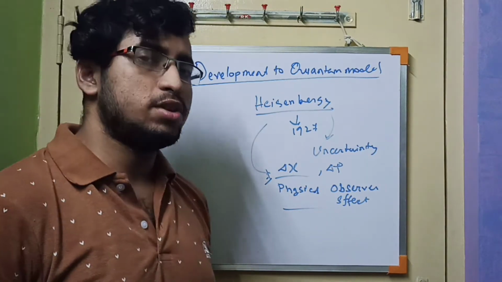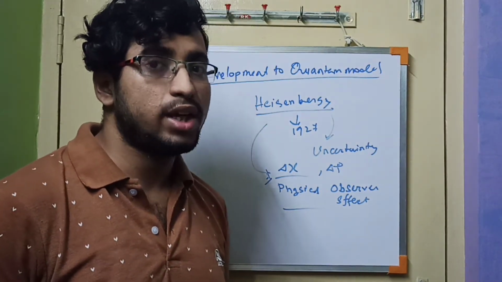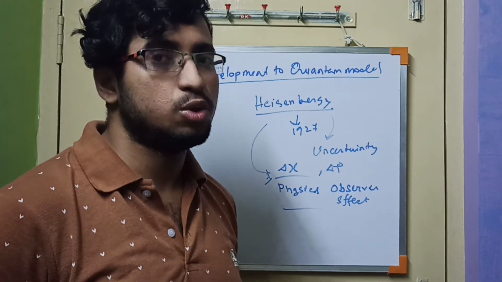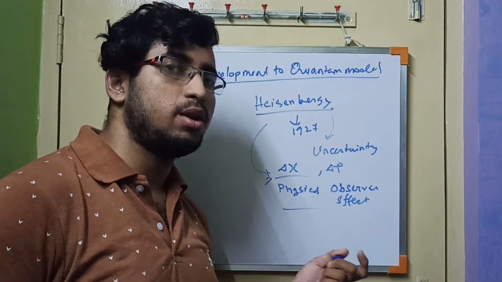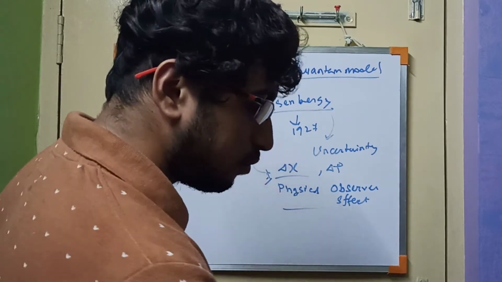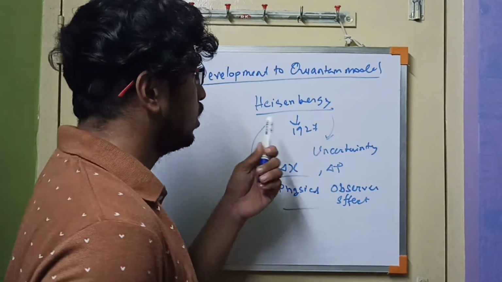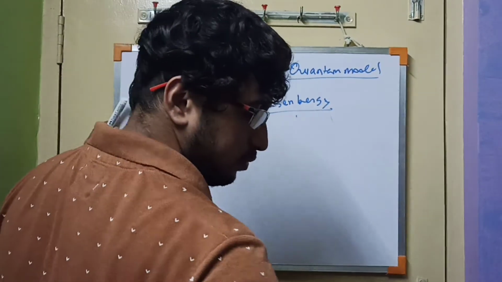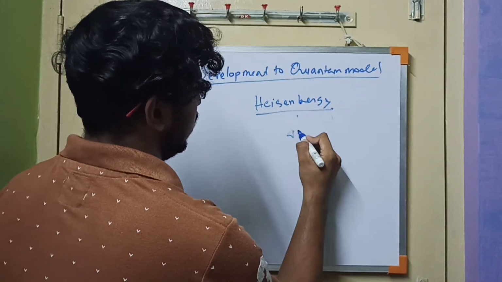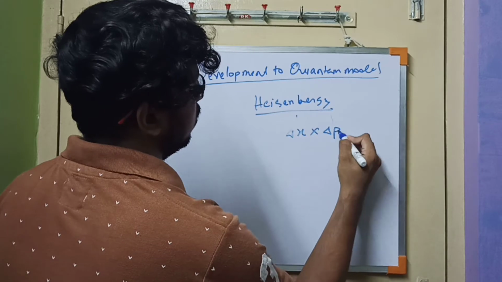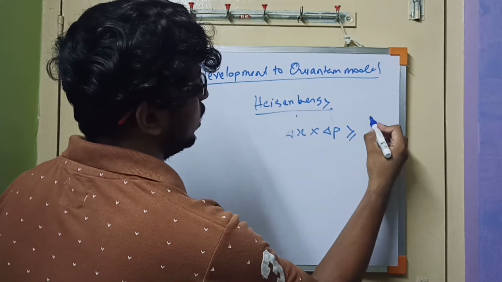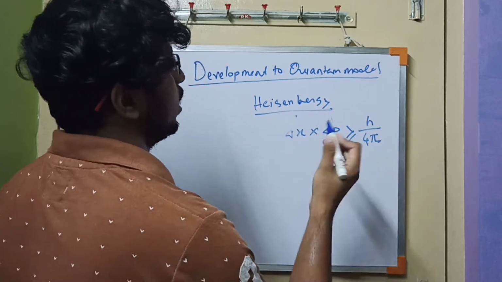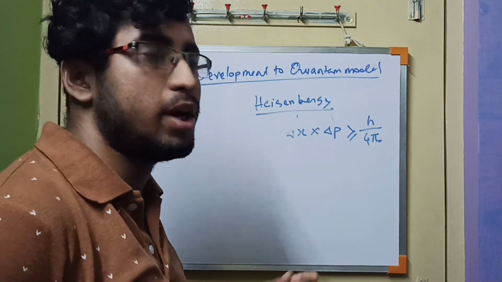In physics, the observer effect states that we cannot estimate a system without changing it. If we change it, we can estimate the value easily. From this observer effect, Heisenberg developed the final equation: delta x into delta p is greater than or equal to h by 4 pi. That is the final equation from Heisenberg.